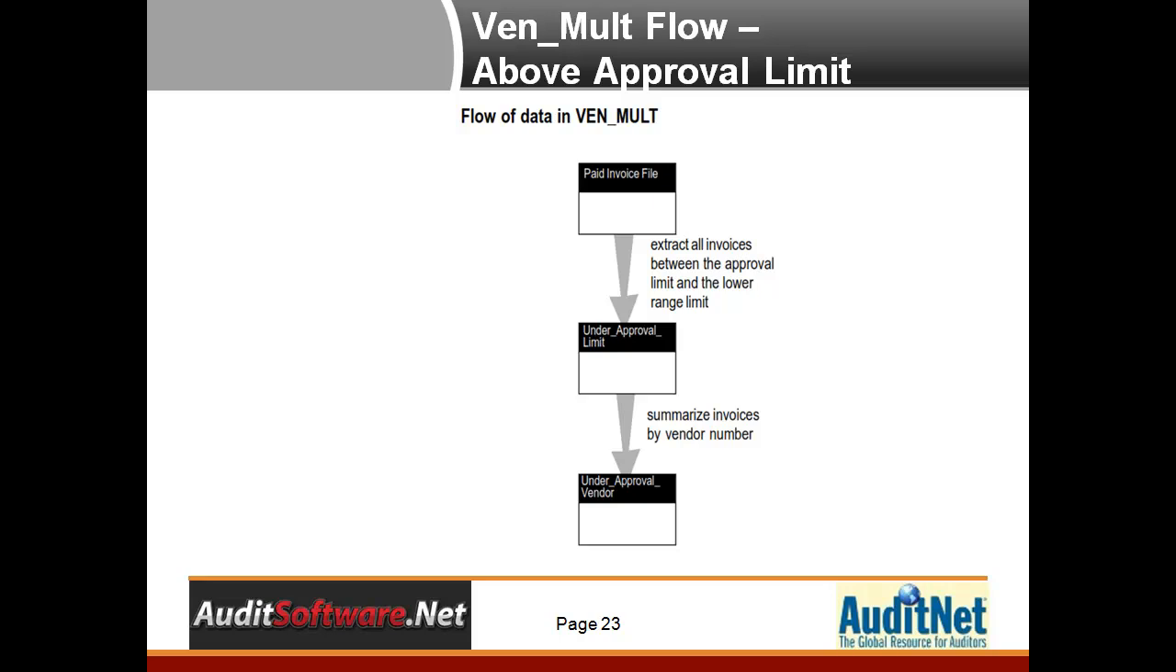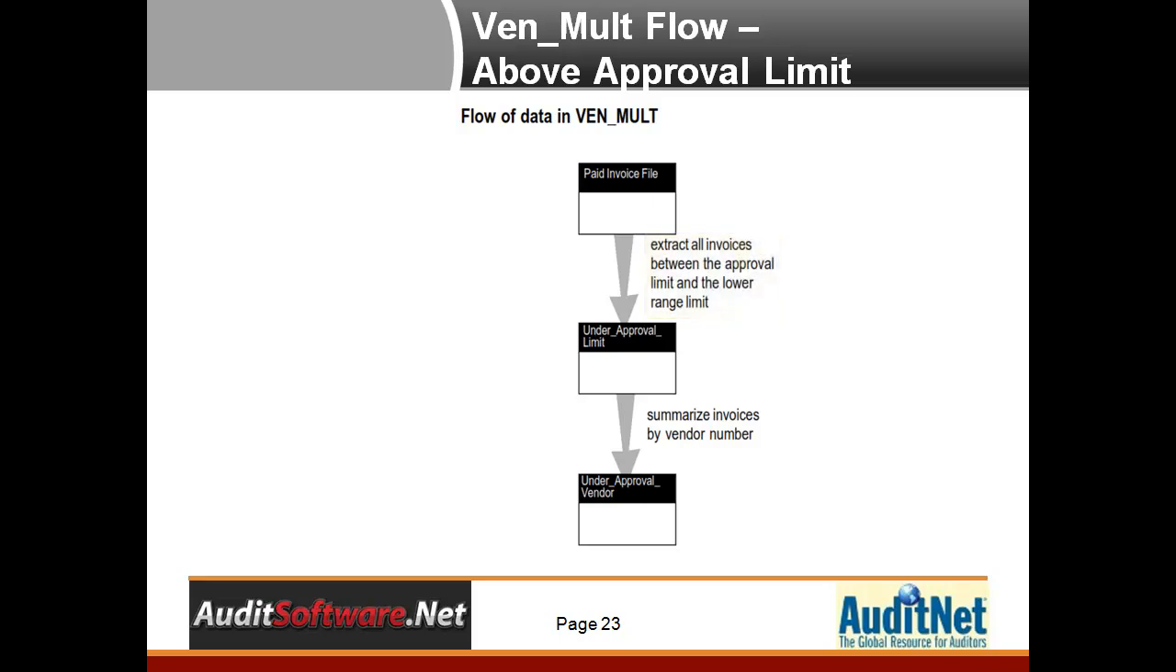In order to test for whether or not invoices have been added together to try to get a larger purchase of something but avoid an approval limit, what we could do is summarize invoices between an approval limit, let's say $10,000, and 5% below that limit, or whatever percentage you want to put in. So 5% below the $10,000 limit, or $500, so between $9,500 and $9,999.99 would be the items that would be extracted and put into the file called under approval limit.